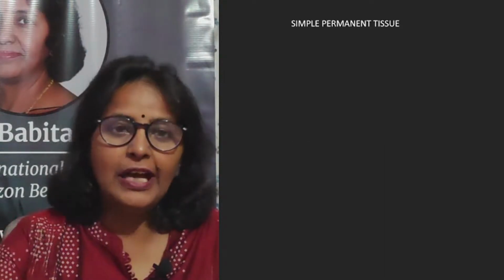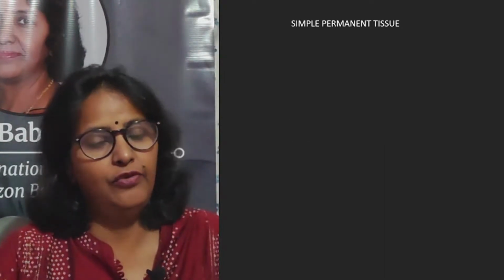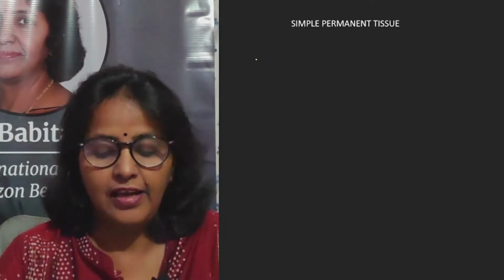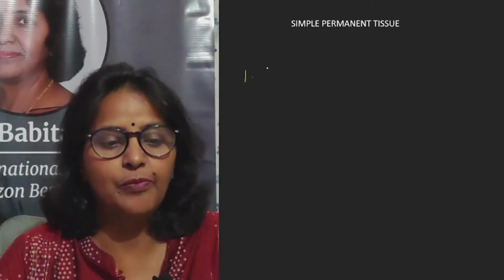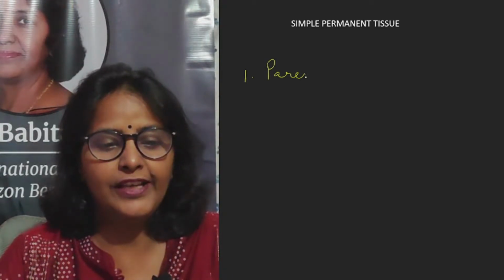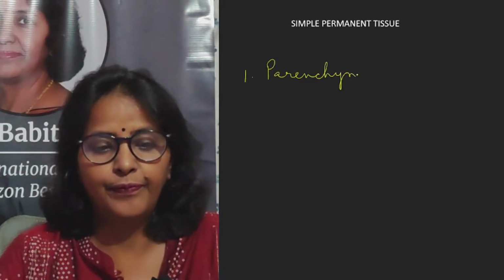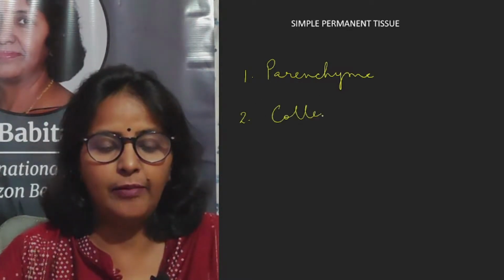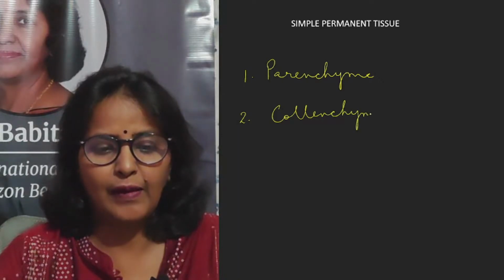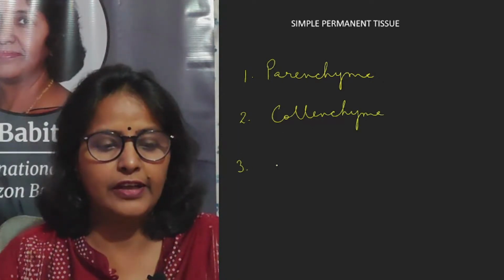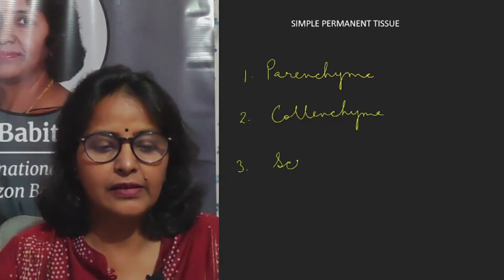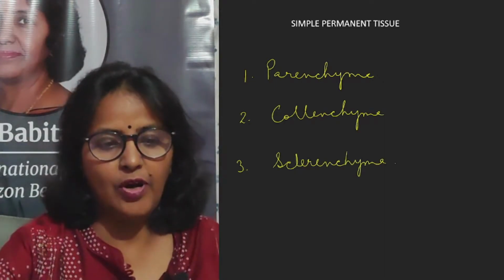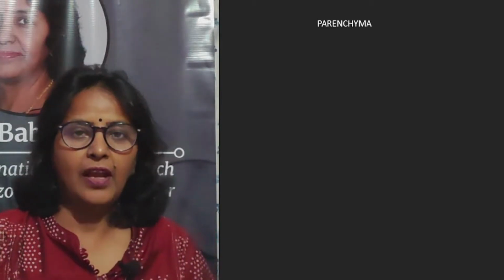How many types of simple permanent tissue are there? If you remember, we had done the classification in the very first class. What are the three different types of simple permanent tissue? One is parenchyma. Second is collenchyma, and the third one is sclerenchyma. So let's study about parenchyma.